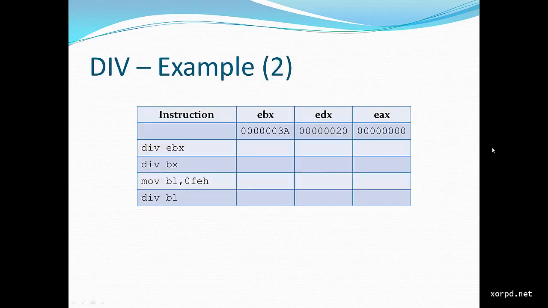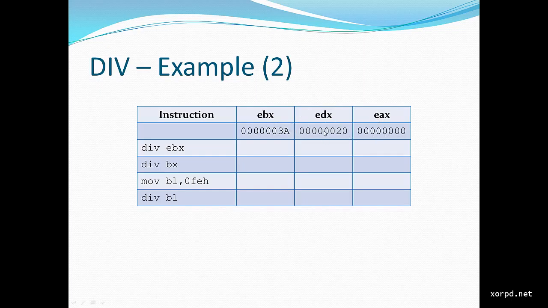Another example. Let's assume those initial values inside EBX, EDX, and EAX: 3A, 20, and 0. We will try to understand the effect of those instructions on the values of those registers. First one is div EBX. This is going to divide EDX, EAX, which we can see here, by EBX.